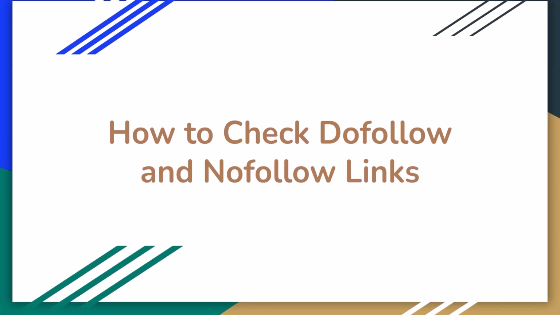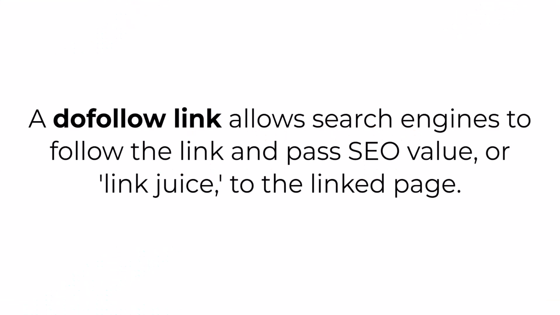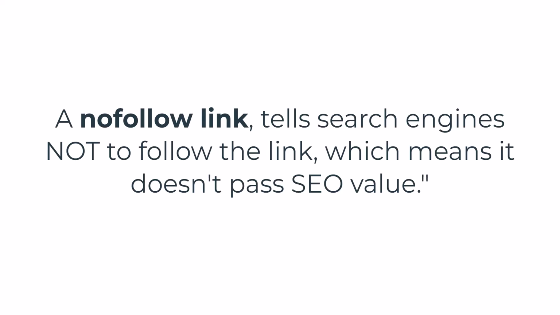Today I'll show you how you can check if a link is do follow or no follow. Let's get started. First, let's quickly see what is a do follow link and what is a no follow link. A do follow link is simply a link that passes the link juice, and a no follow link is a link that doesn't pass link juice. In simple words, a do follow link helps you rank higher in Google and other search engines, and a no follow link doesn't help you rank higher.